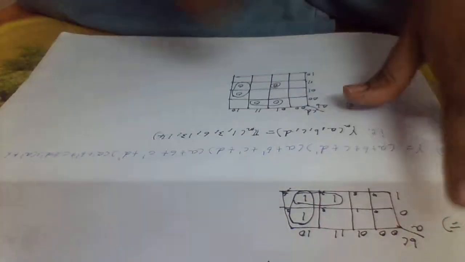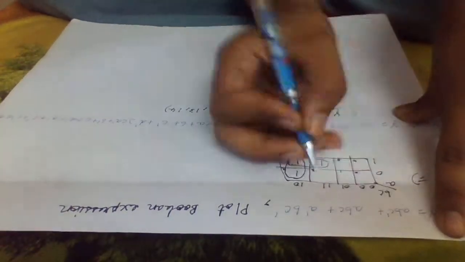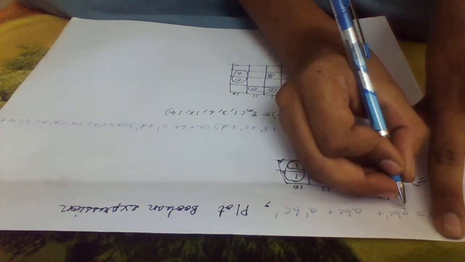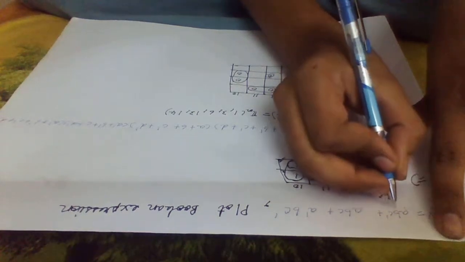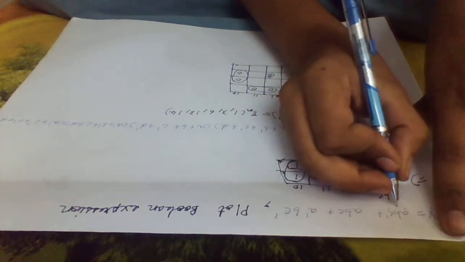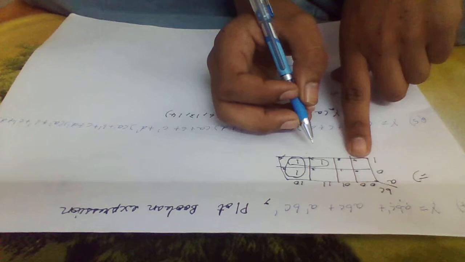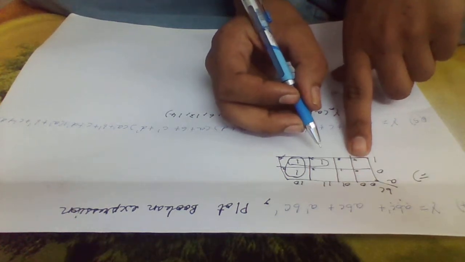I hope you can see. Yeah, we consider this A to be 1 and this B to be considered 1 and this to be considered 0, so that we get a value of 5. So now we plot 5 into the Boolean expression.